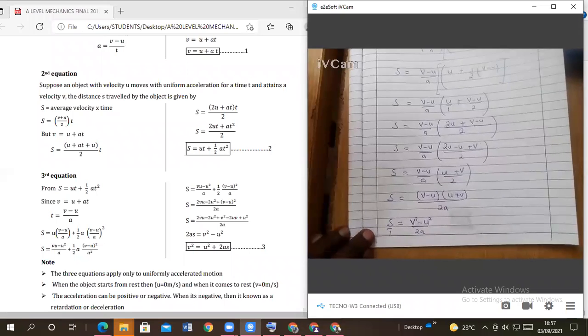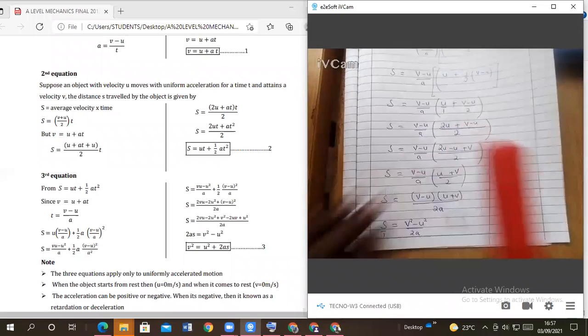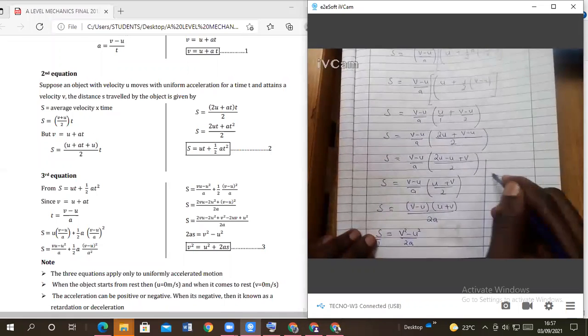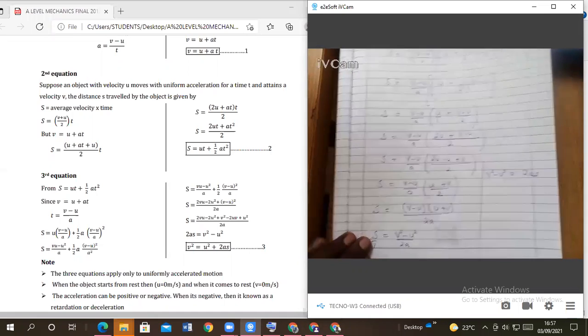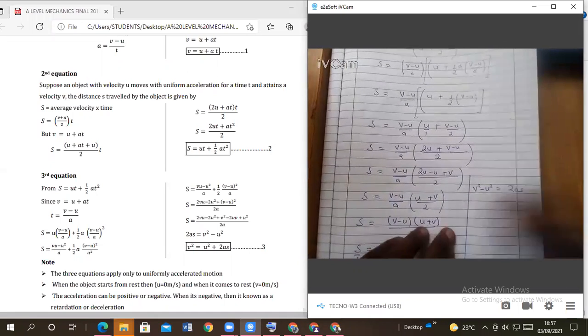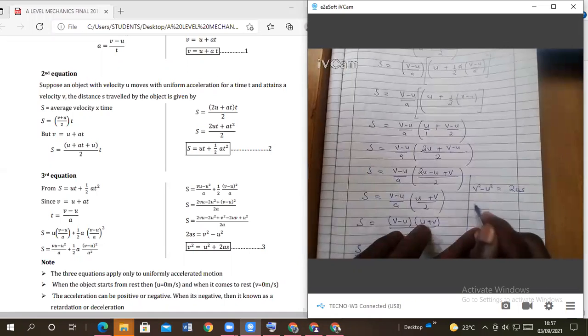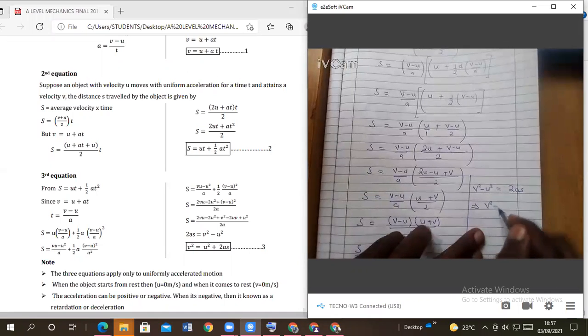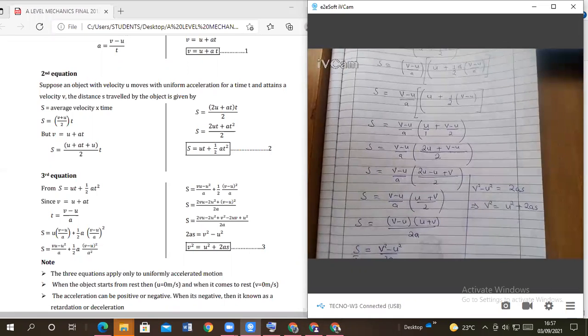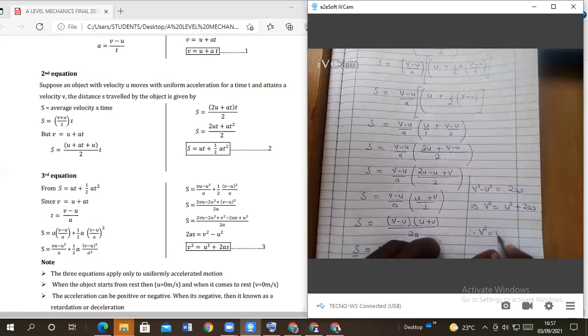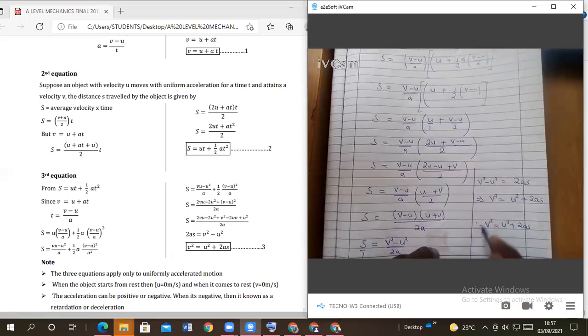Cross multiply. When you cross multiply, we shall have V squared minus U squared equals 2AS. Then make V squared the subject. When you make V squared the subject, it implies V squared is equal to U squared plus 2AS. Is it not the equation we normally use? Yes. So therefore, V squared is equal to U squared plus 2AS. And this is the third equation of motion.